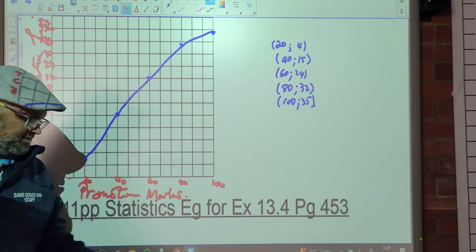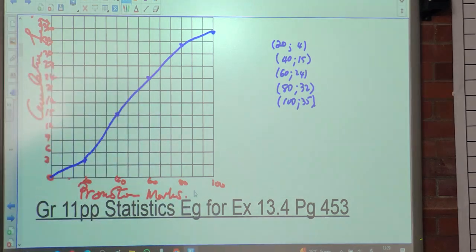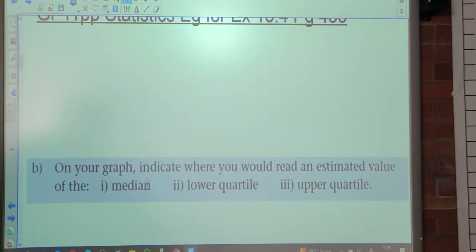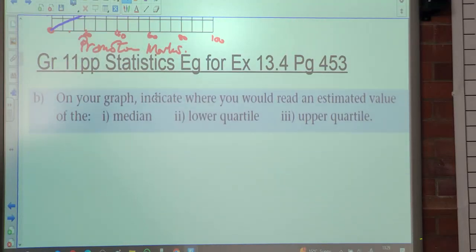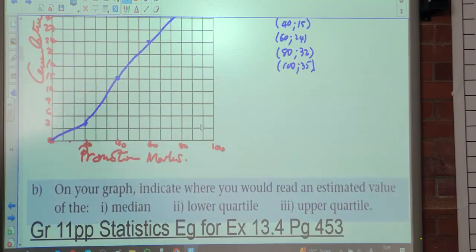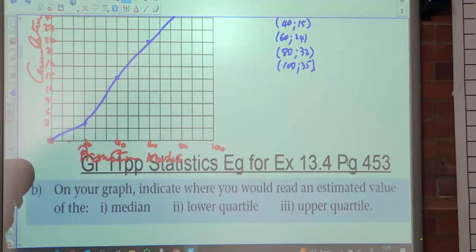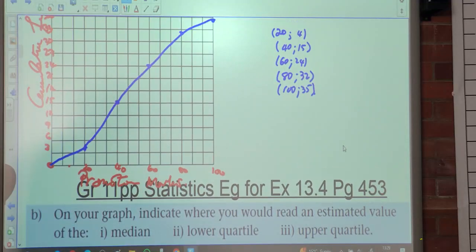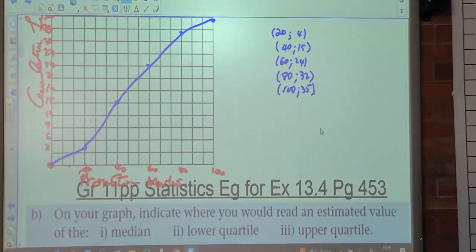Okay. So let's go to the questions pertaining to this graph. On your graph, indicate where you would read an estimate value of, in the first case, the median. People, what example is this we're doing? The example on page? Sorry? 449.